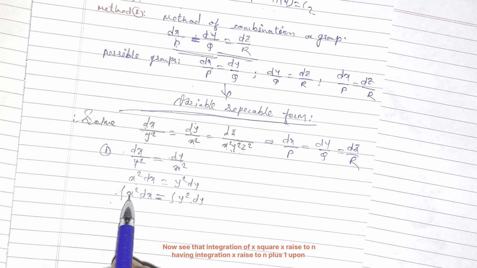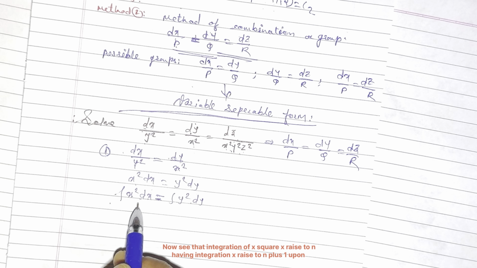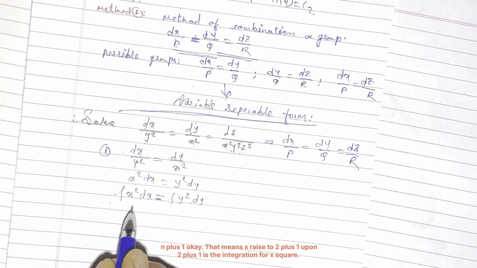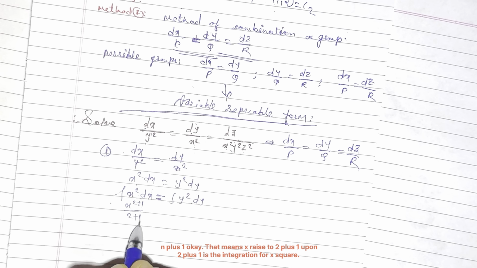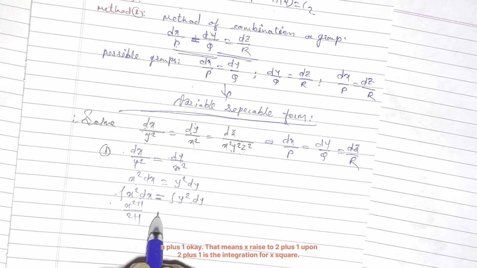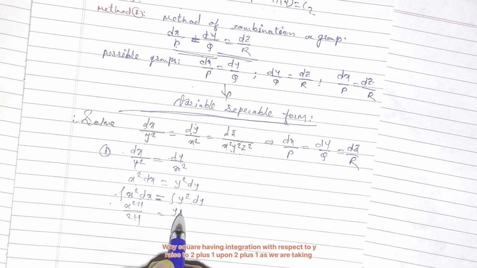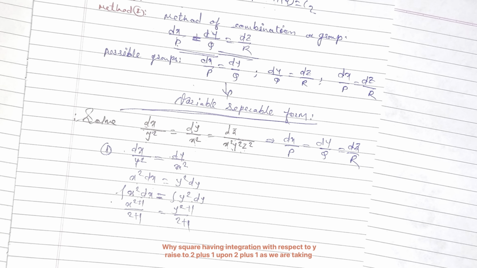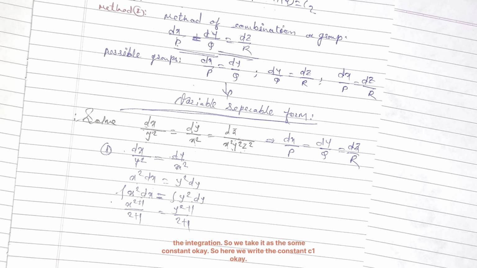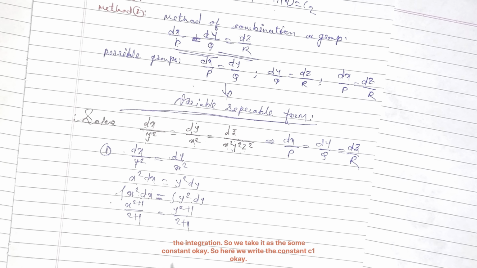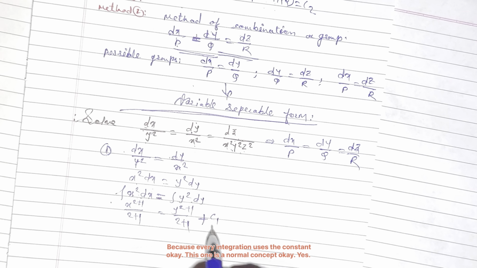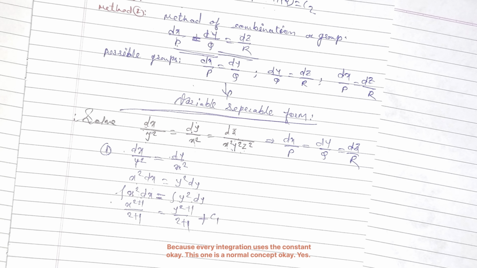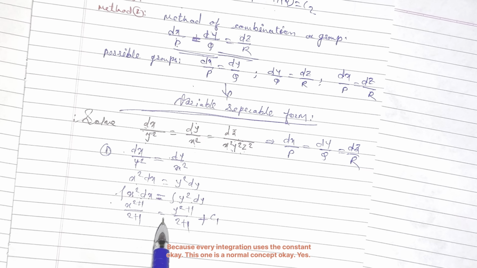Now see that integration of x raised to n is x raised to n plus 1 upon n plus 1. That means x raised to 2 plus 1 upon 2 plus 1 is the integration for x square. Y square has integration with respect to y, y raised to 2 plus 1 upon 2 plus 1. As we are taking the integration, we take some constant, so here we write a constant c1, because every integration gives us a constant. This one is a normal concept.